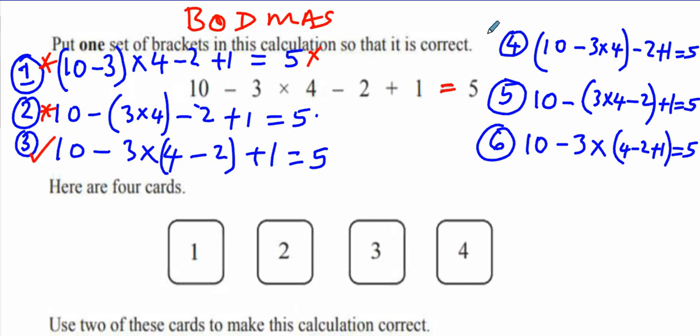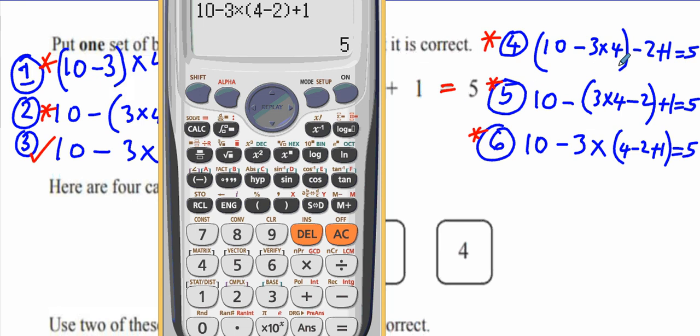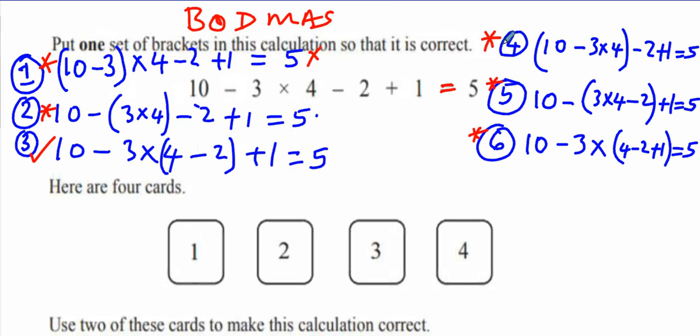So automatically the fourth possibility will give a wrong answer, fifth possibility wrong answer, sixth possibility. But you can use a calculator to confirm if those other remaining possibilities are wrong answers. Let us do the fourth one. This is 10 minus 3 times 4 minus 2 plus 1. See that? I'm getting negative 3. So this is a wrong answer.